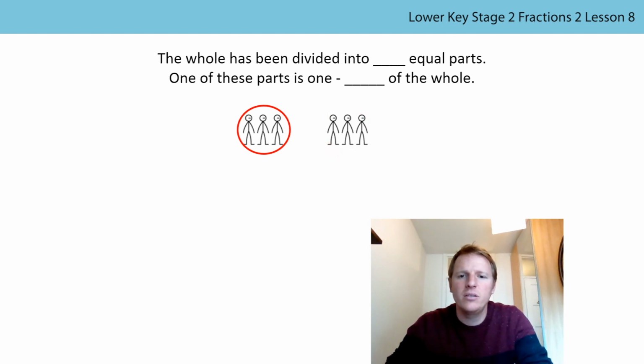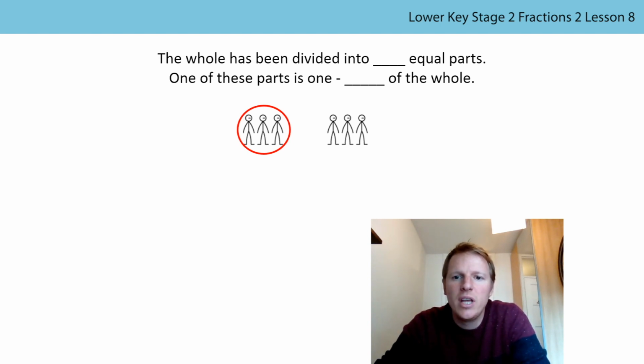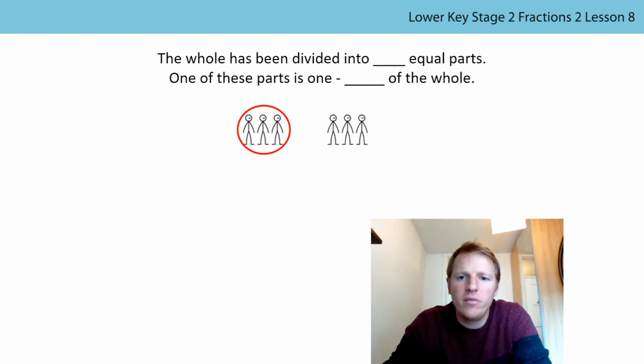But I can still see they're equal in size because I can see there is the same number of children in each part. And I can still see the number of parts because of how they're laid out on my screen. So I'm going to say these sentences for this first example. The whole has been divided into 2 equal parts. One of these parts is 1/2 of the whole. Now, just like in the example before, we can write 1/2 as 1 as our numerator and 2 as our denominator because one of those parts has been circled and there are 2 of those equal parts.